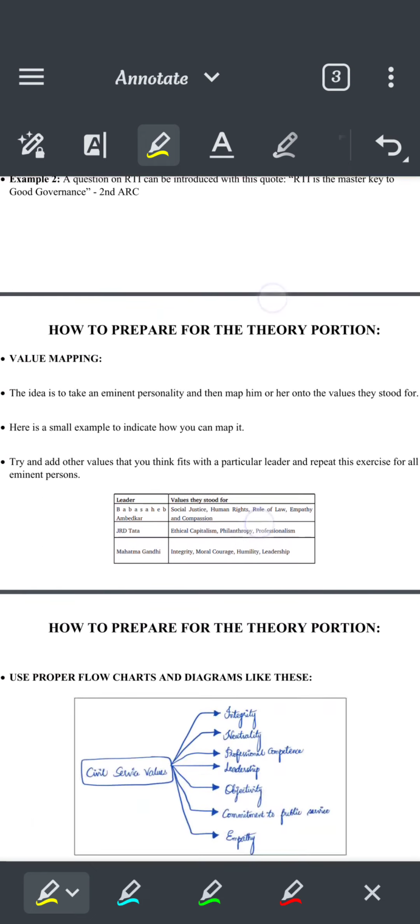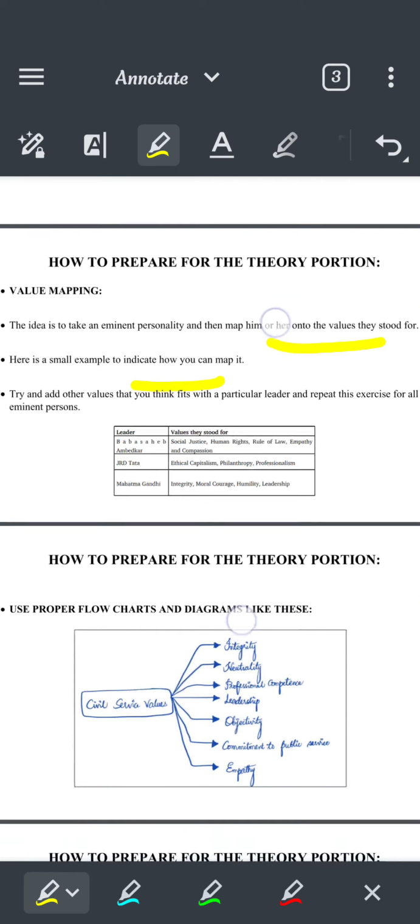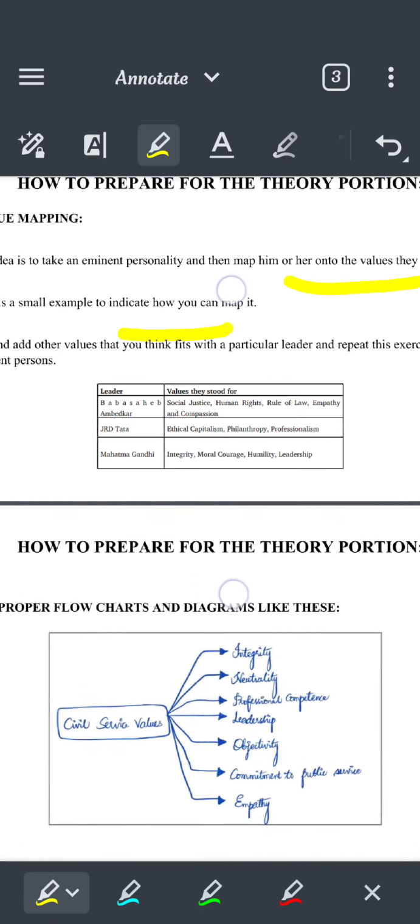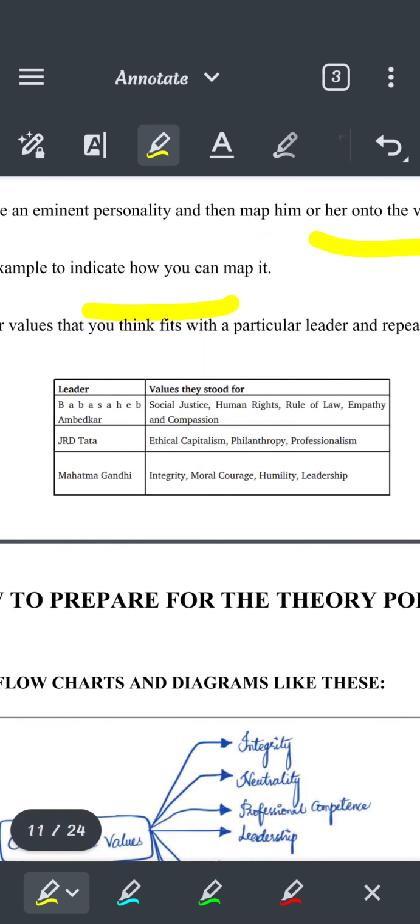So next is value mapping. The idea is to take an eminent personality and then map him or her onto the values they stood for. Here is a small example to indicate how you can map it. Try and add other values that you think fit with a particular leader and repeat this exercise for all the eminent persons. The first leader is Baba Sahab Ambedkar. The values he stood for are social justice, human rights, rule of law, empathy and compassion.